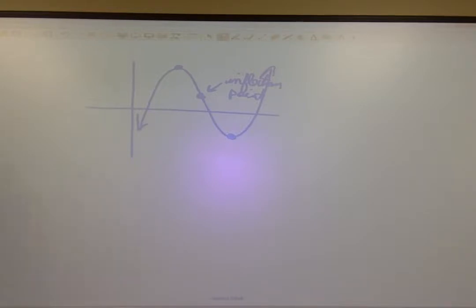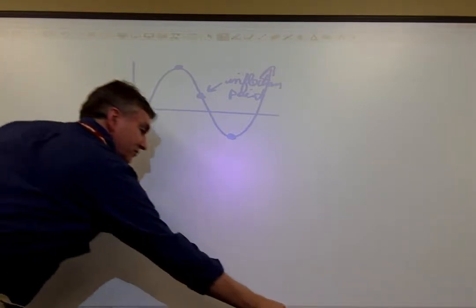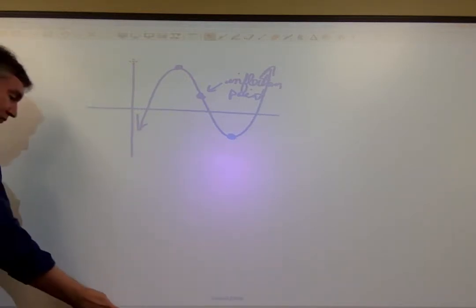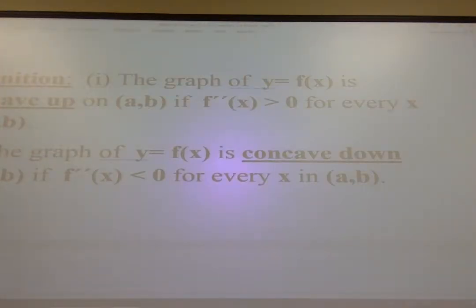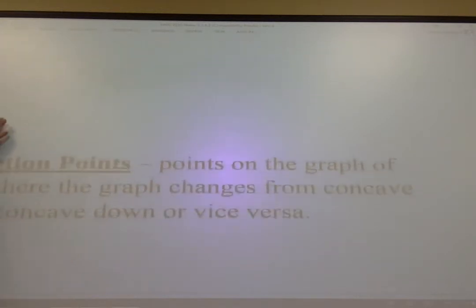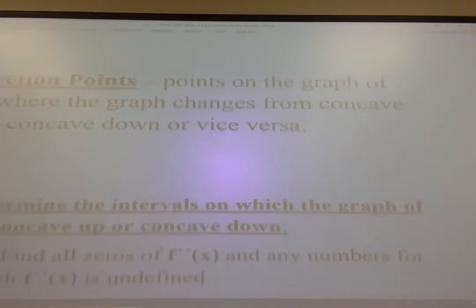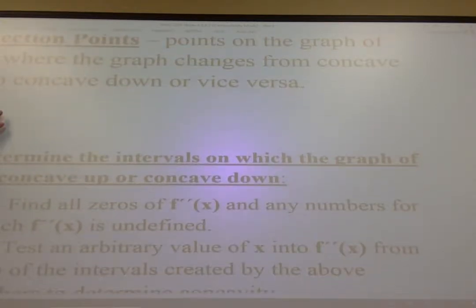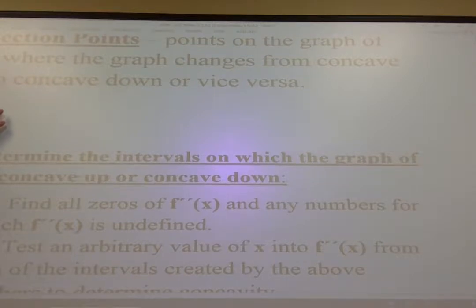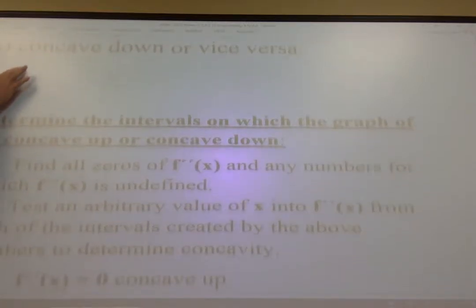Okay. So how do we find that? Real easy. Real easy to do. Look at this. Here's my definition for inflection point. Points of the graph where the graph changes from concave up to down or vice versa. Okay. Just like I was showing you on that graph. Points where it changes from concave up to down or vice versa.